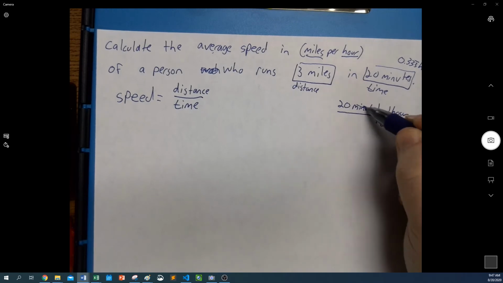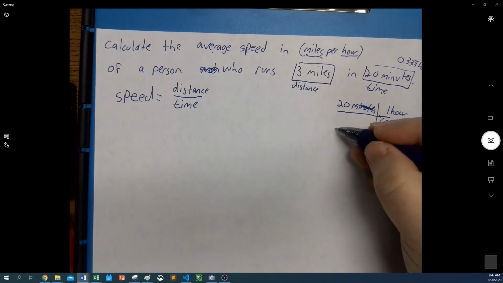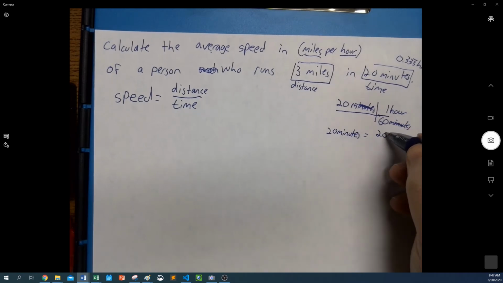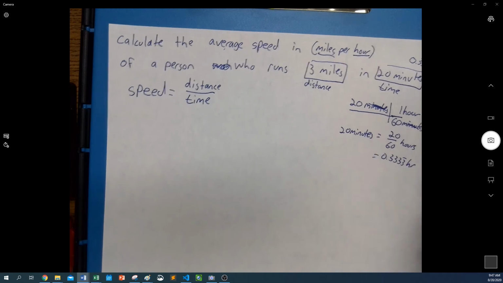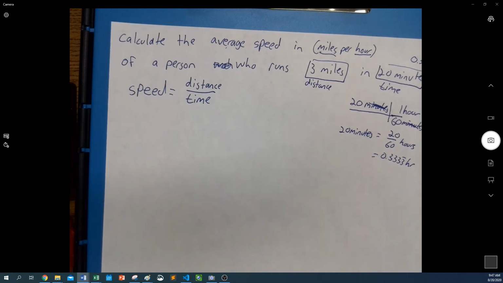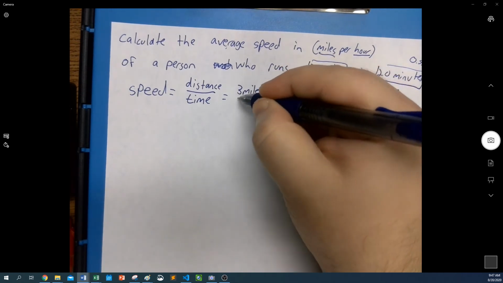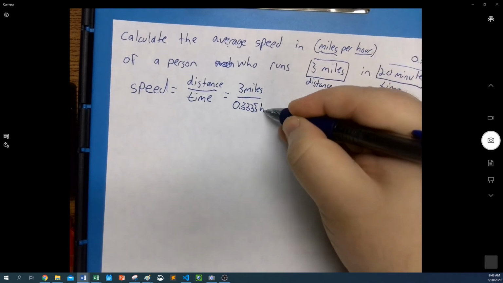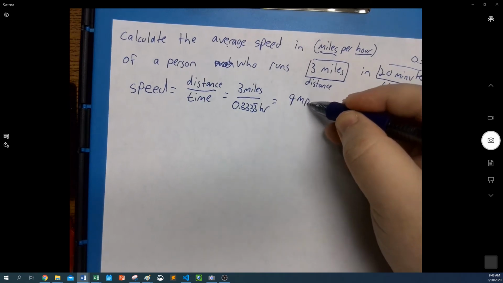So to cancel out minutes, we do 20 divided by 60. So 20 minutes is equal to 20 divided by 60 hours, or 0.333 repeating hours, or 1/3. So our distance is 3 miles divided by 0.333 repeating hours, and you should get 9 miles per hour.